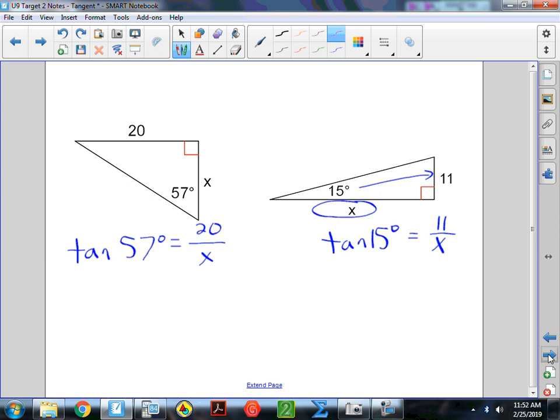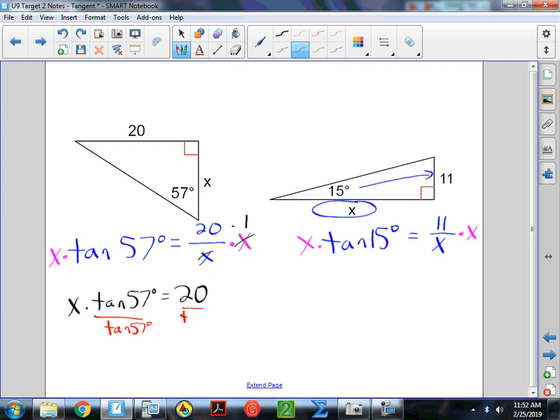Well, multiplying by the denominator in this situation won't get the x by itself, but it will get rid of x from the bottom of the fraction. So we're going to multiply both sides of the equation by x. You could do that on either of these equations or both. Multiplying and dividing this right side by x, x divided by x is 1, so I have really x times tan 57 degrees is equal to 20 times 1, or just 20. Then as my last step, I need to divide by tangent 57 degrees on both sides.